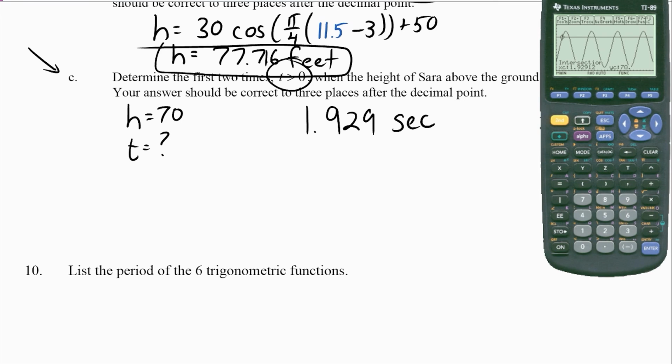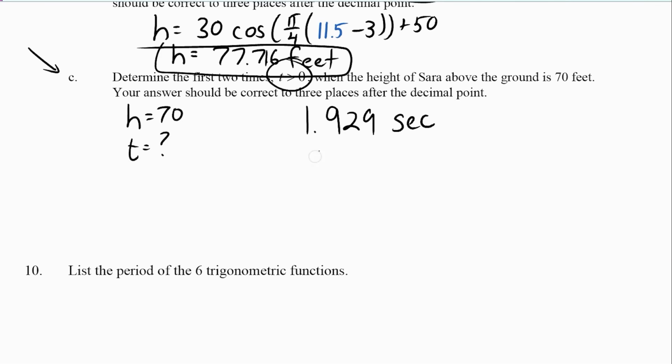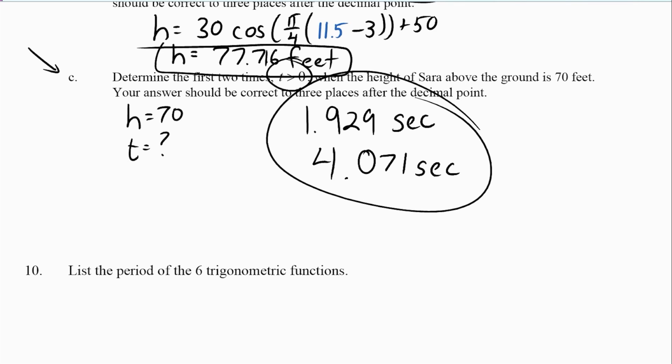Now I want the other intersection, so I'm going to do that again. Go down to intersection. Go to the other part of the curve. Get really close to it. Hit enter. Hit enter again. It's going to ask me the lower bound. Your calculator would not ask this, by the way, so you don't have to worry about doing an upper bound and lower bound. Okay, so the intersection is going to be roughly 4.07, and then we want to round that up to 1 because of the 8 before it. So 4.071 seconds. And those are your 2 answers.